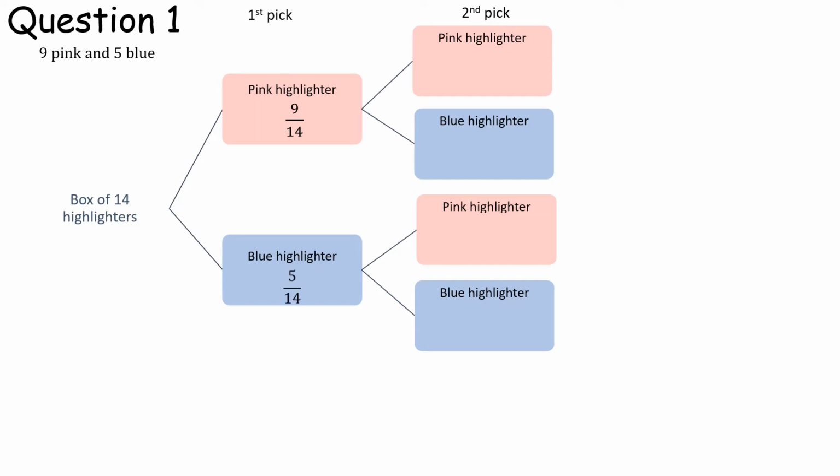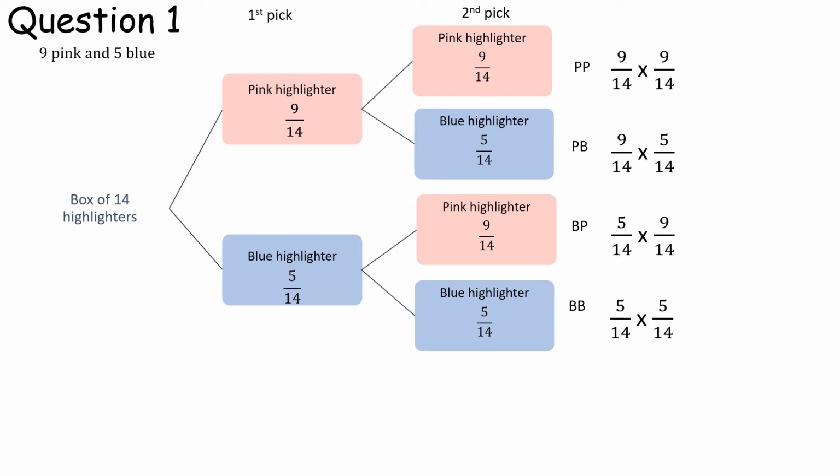As we replace the highlighter we first picked, we still have 9 pink and 5 blue highlighters to pick from. The combinations of highlighters being picked are pink then pink, pink blue, blue pink, or blue blue. These are the calculations that need to be made following along the branches.